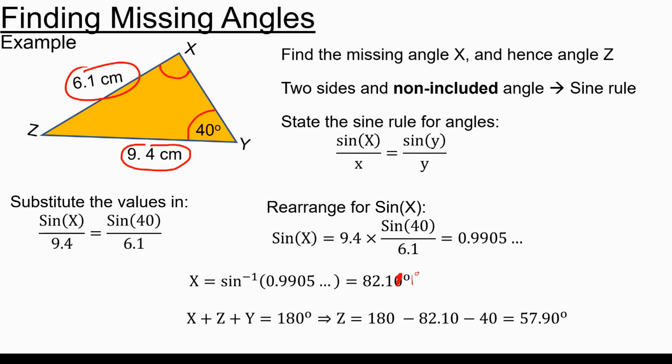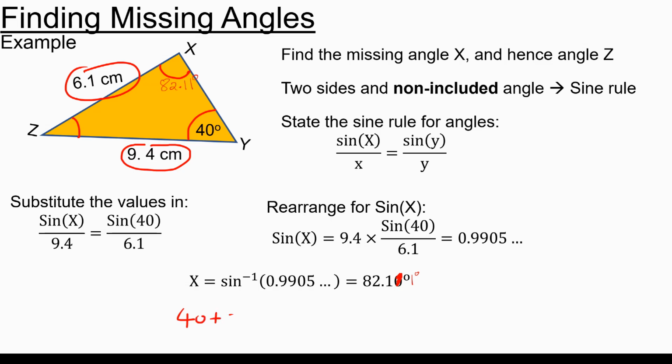Then to find z, sorry, I know that x is now 82.11 or thereabouts. You might have a slightly different answer depending on your rounding, but that's okay. So to find z, we add up the angles we know: 40 plus 82.11, so that's going to be 122.11, and then we subtract from 180 to give us z. That will give you 57.89, which is what we wanted.